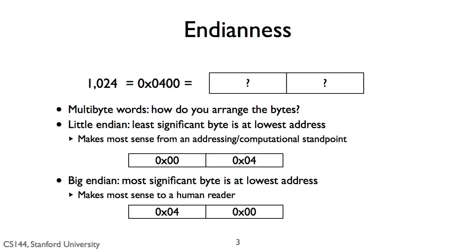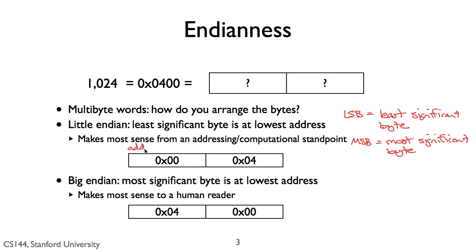Let's say we want to represent the number 1024, which in hexadecimal is 0x0400, or 4 times 256. This value requires 16 bits, or 2 bytes. Which byte comes first, 0x00 or 0x04? How you lay out a multi-byte value in memory is called Endianness, and there are two options. In Little Endian, the least significant byte is at the lowest address. So the least significant byte comes first in memory.